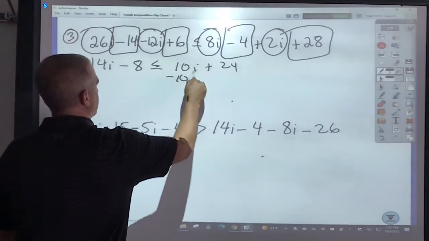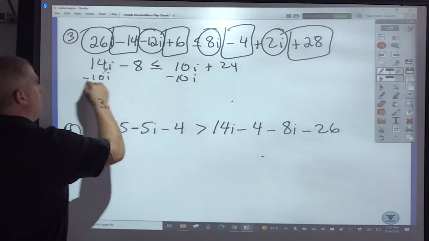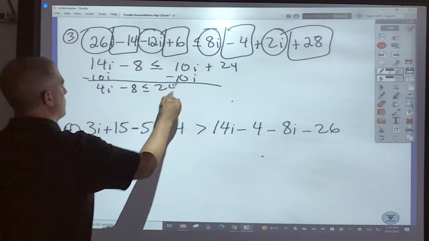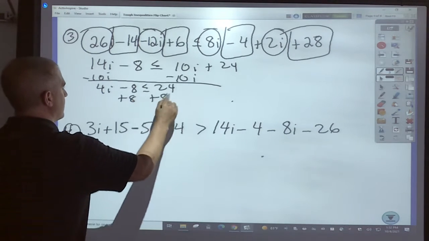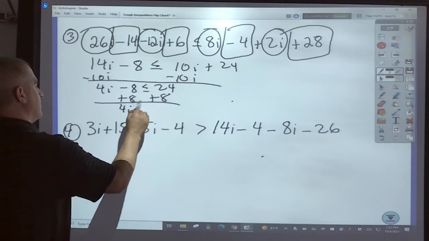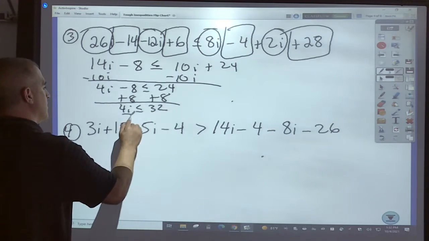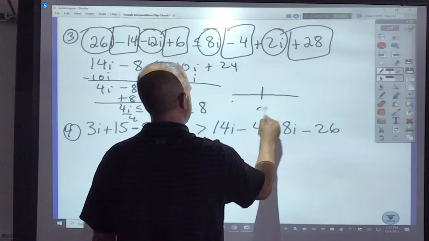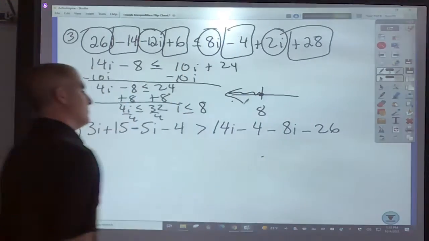Okay, I would subtract 10i, subtract 10i. I got 4i minus 8 less than or equal to 24. Add 8. Got 4i less than or equal to 32. Divide by 4. i is less than or equal to 8. Fill in the circle, shade it that way.